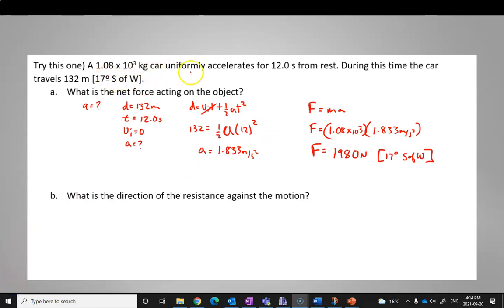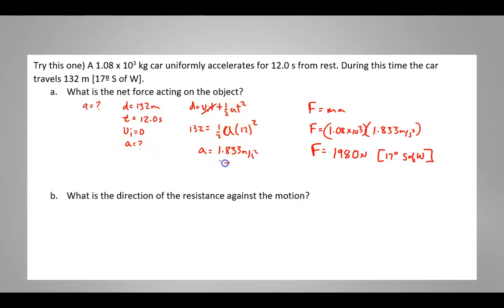Okay, so this object, first of all, we need to find the acceleration. We know the displacement, the time, the velocity, so we're looking for acceleration. d is equal to v_i t plus one half a t squared. You find the acceleration to be 1.833 meters per second squared, multiplied by the mass gets you 1,980 newtons. And the direction is going to be that 17 degrees south of west.